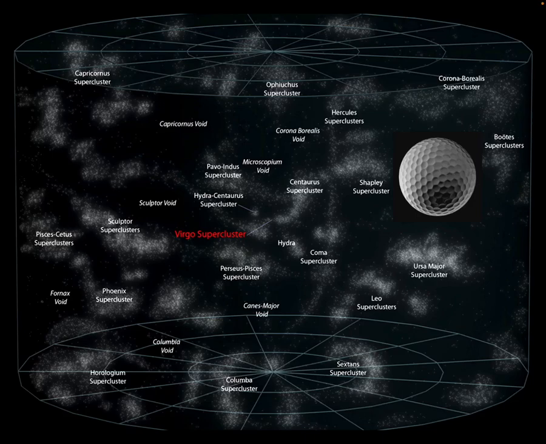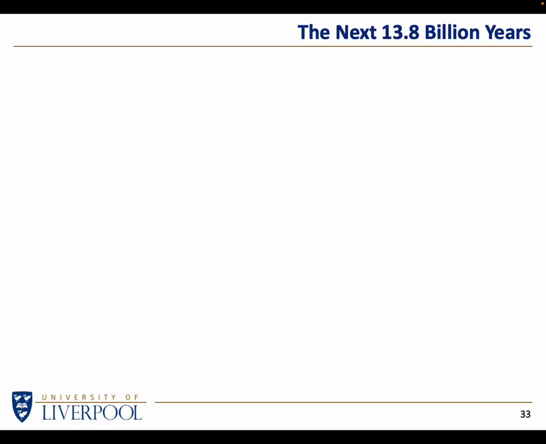So we know these voids exist, we know these filaments exist, we know galaxies are spread throughout the universe in a way which is not uniform and not totally random, but has a particular structure, and we can understand that structure by running simulations of how gravity gets hold of these variations in density from the very early universe. The next 13.8 billion years, you could say, well, we've pretty much got it sussed.